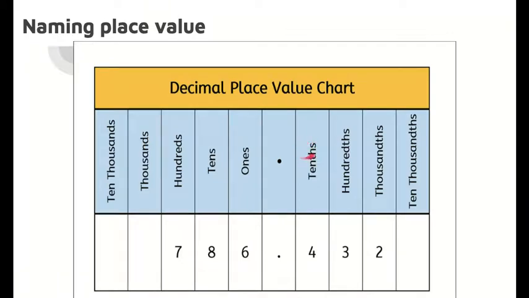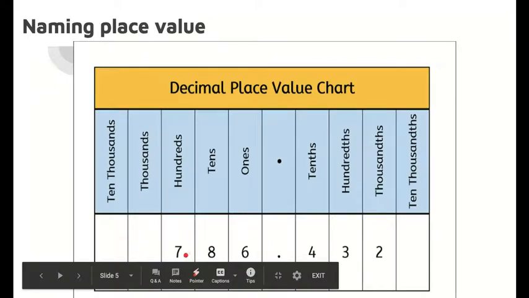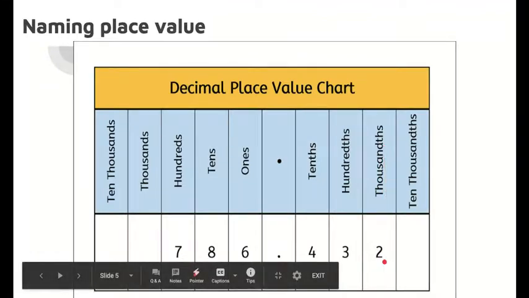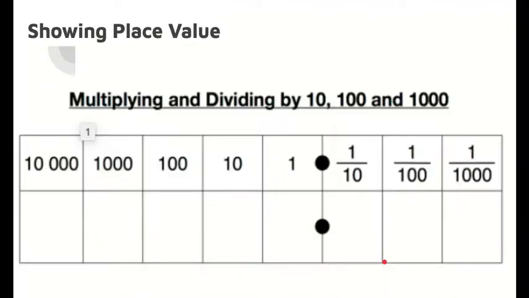The "ths" goes on the end of each one, and they go from largest, closest to the decimal point, to smallest as they get further away. So this number we would read as 786 and 432 thousandths. You read the place value of the last digit in the decimal place.